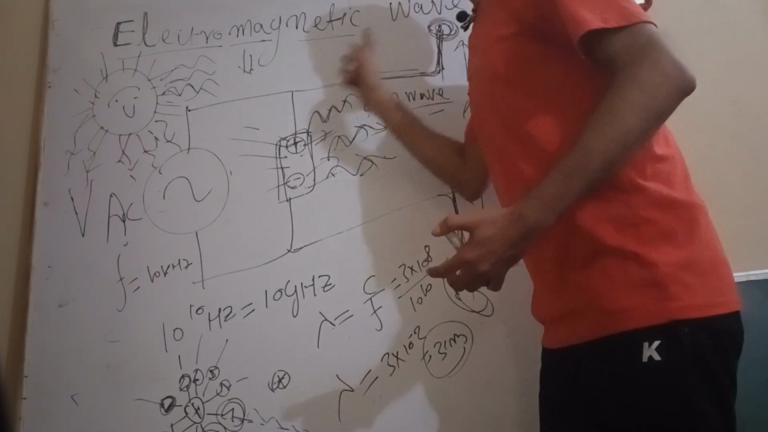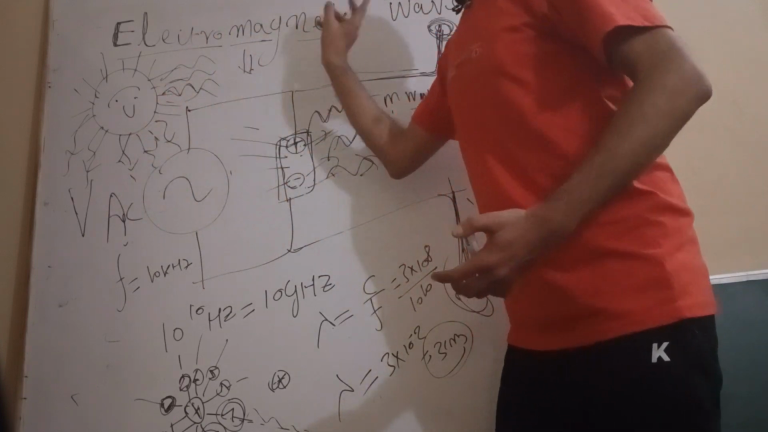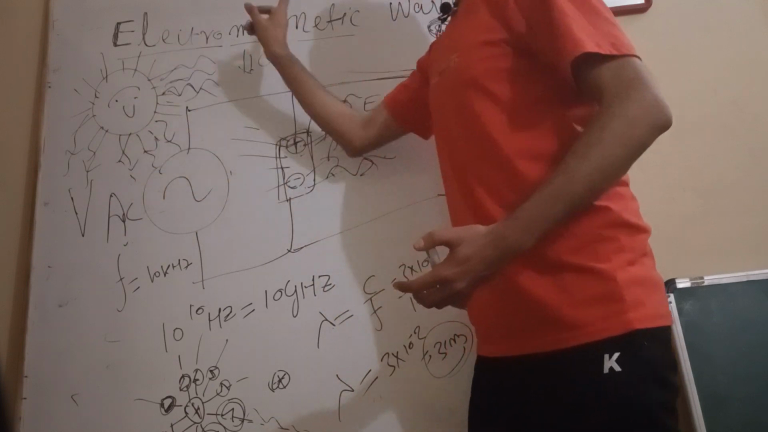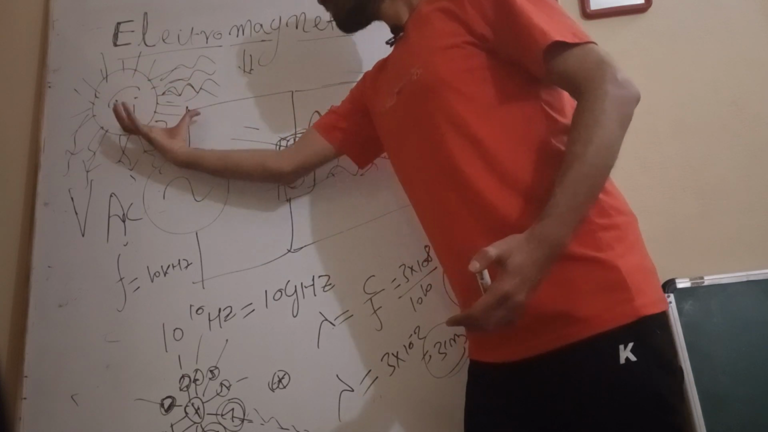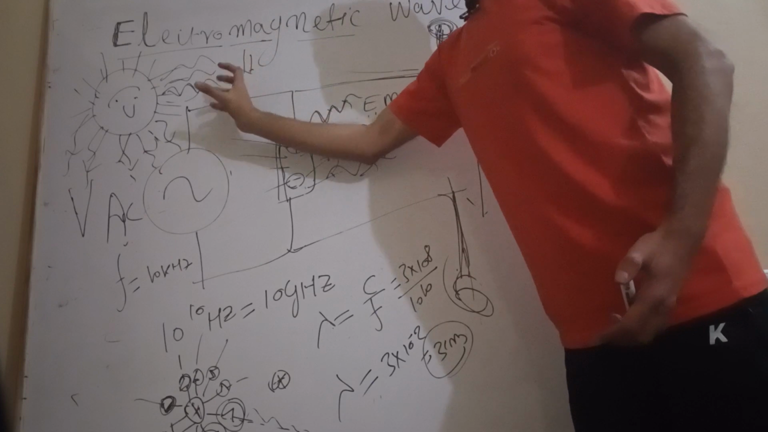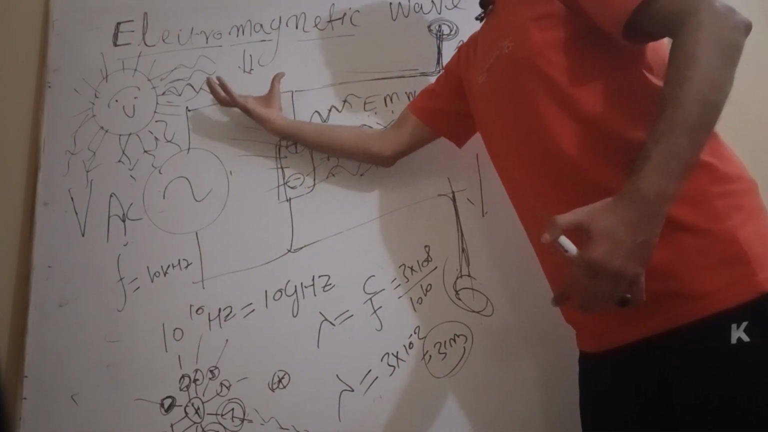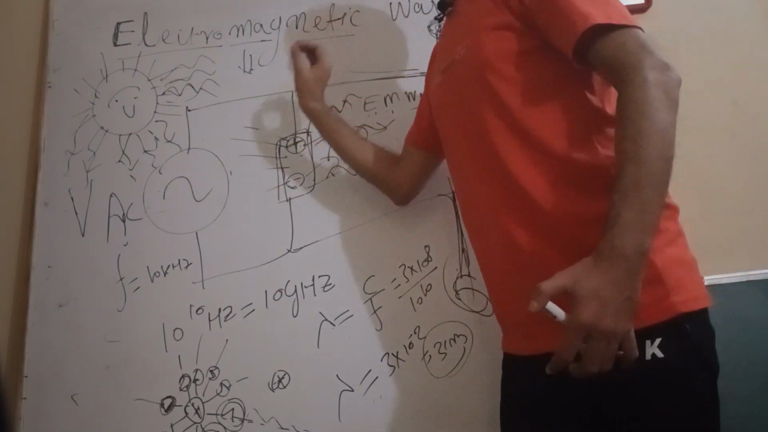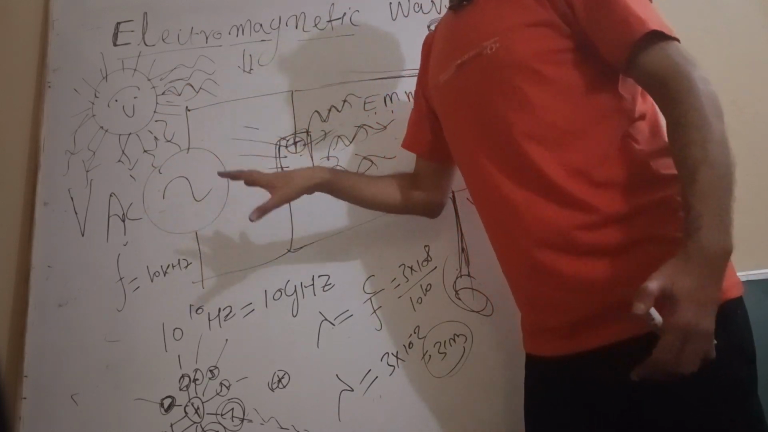So the disturbance given by the oscillation of the charge to the electric field and magnetic field is generated from this source, from this sun, in the form of electromagnetic wave, and it is carrying this disturbance as energy. It is radiating throughout the space and reaching the earth, and it will strike your body and you will feel heat.